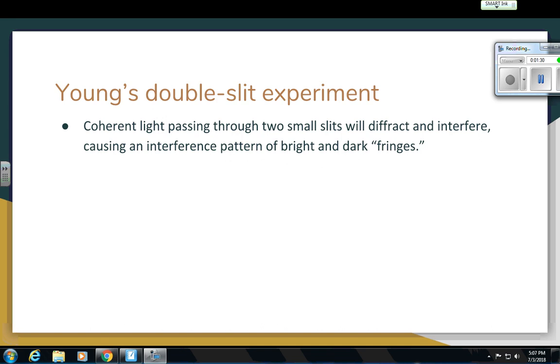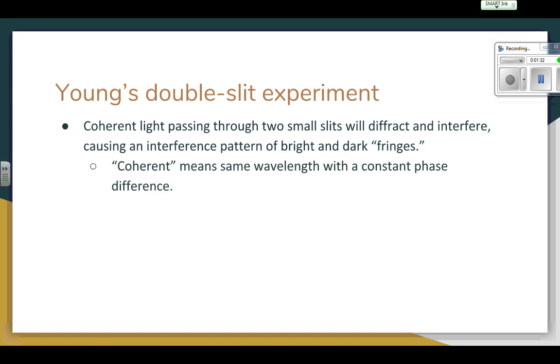One of the things that you'll want to remember is what the word coherent means. This only really works well if the light is of the same wavelength and if the sources from the two slits or the two openings have a constant phase difference. Ideally, they'd be in phase with one another, but even if they're out of phase, as long as that phase difference stays constant, then everything should work out fine.